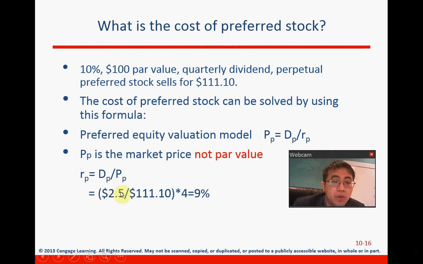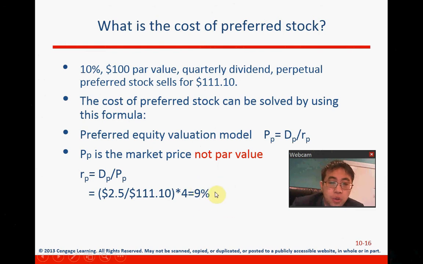Let me repeat. If you use the quarterly dividend divided by the market price, you would get a quarterly return for the preferred. So how do you annualize that return? Just like what you did for a semi-annual bond, you multiply the semi-annual rate by 2 to get an annual rate. You multiply the quarterly rate by 4 to get an annual rate. So you get 9%.